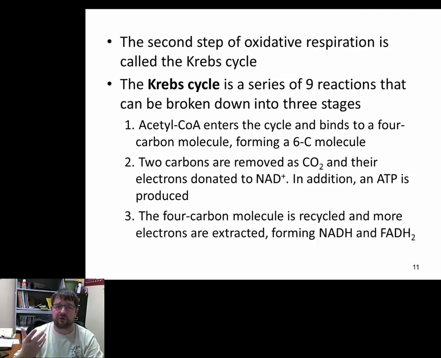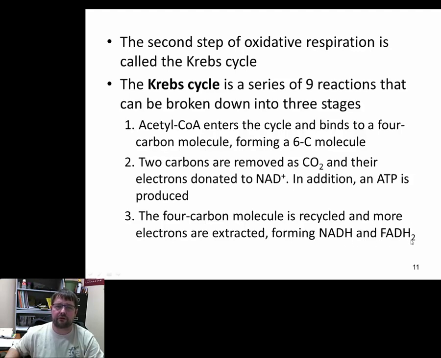And then at the end, you're going to return the original 4-carbon molecule. And in doing that, you again have to rearrange some carbons, okay? And you're going to break bonds and make it more streamlined. And in doing so, electrons will leave, protons will leave, and they'll be picked up to form NADH and FADH2. FADH2 is just another type of electron carrier.